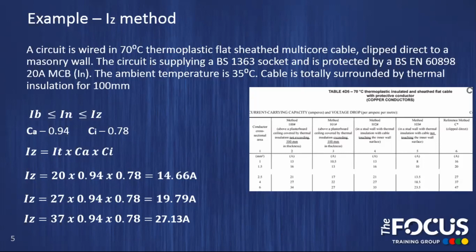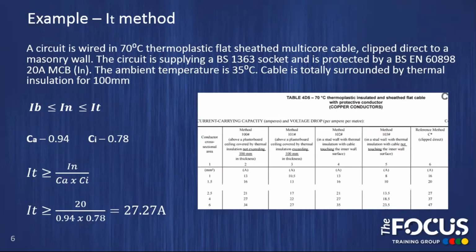If we put that into our formula and times it by our rating factors, we will come out with 19.79 amps as a value of Iz, still below the value of In. So now we go down to choose 4mm, which has an It value of 37 amps. We times that by our rating factors of 0.94 and 0.78, and we come out with 27.13 amps. And we can see that this is well above the rating of our protective device. Therefore, we have eventually worked out that we could select 4mm.